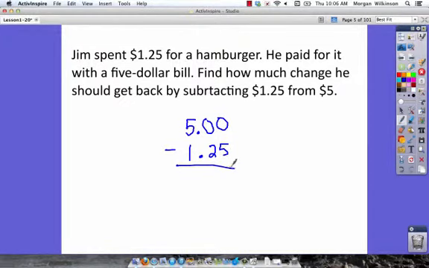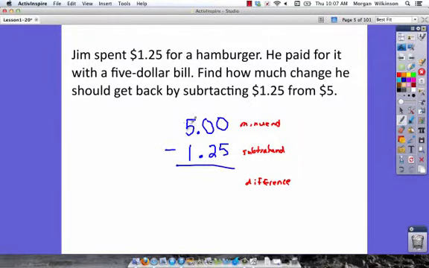Now, say it out loud. Which number is the minuend? Hopefully you said $5. $5 is the minuend. That means that the $1.25 must be the subtrahend. Now we're finding the difference, of course. Okay? Now, if we're finding the difference here, $5 minus $1.25, you might be able to do that problem in your head. If you can, say the answer.